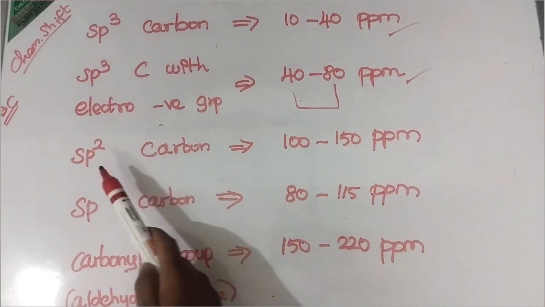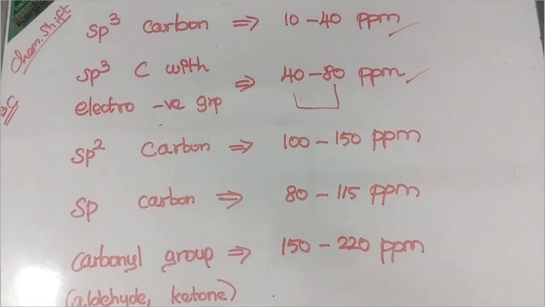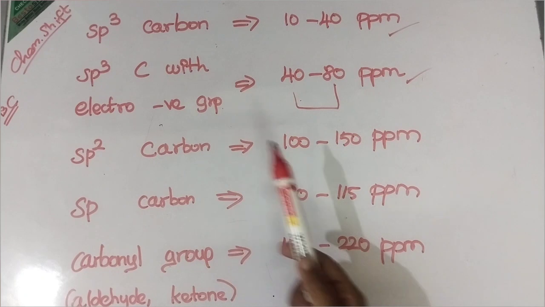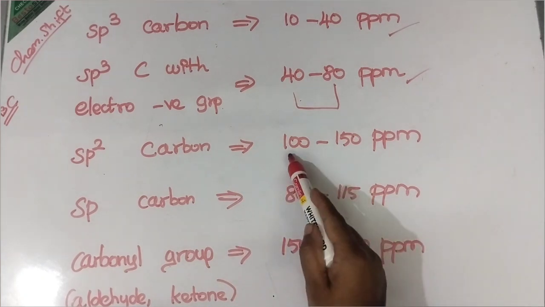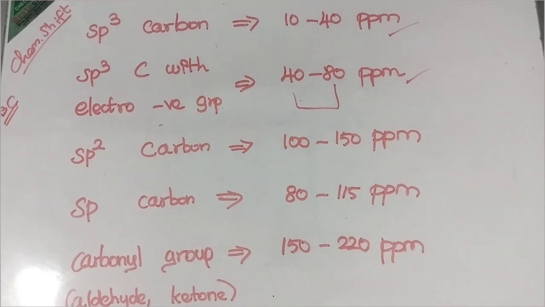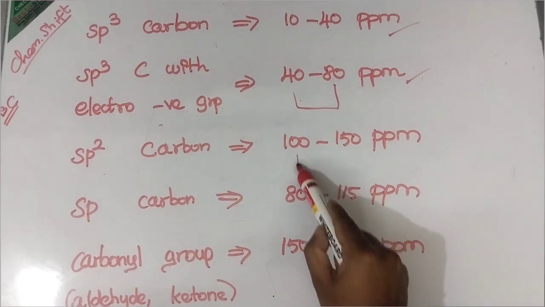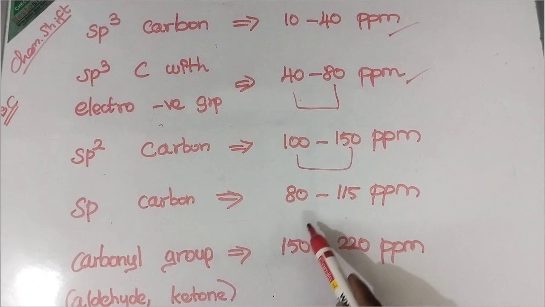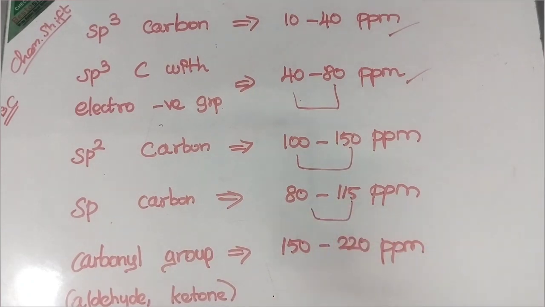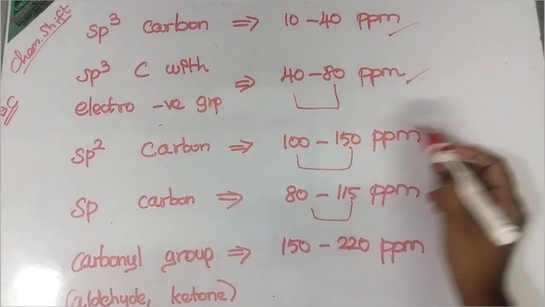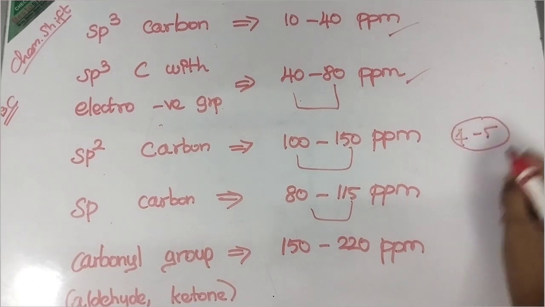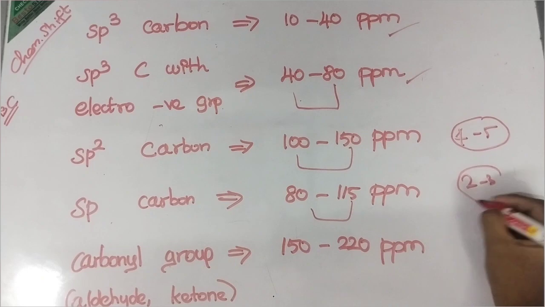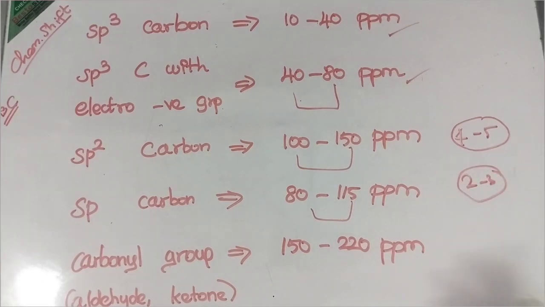See, in this case it is sp2 carbon. Obviously this will have a greater ppm. It is 100 to 150 ppm, okay. And in sp case it is 80 to 150. So what are the values for those? See here, sp2 4 to 5 is for hydrogen, and sp 2 to 3 is the value for hydrogen, okay, proton NMR. These are all for C-13 NMR.